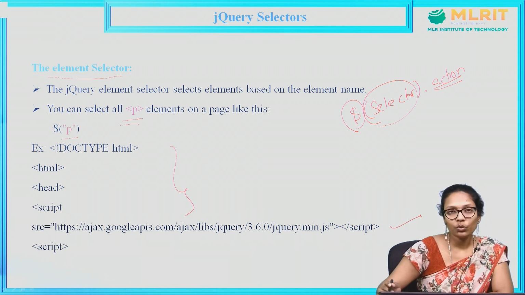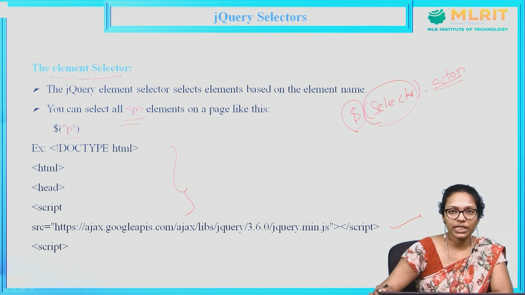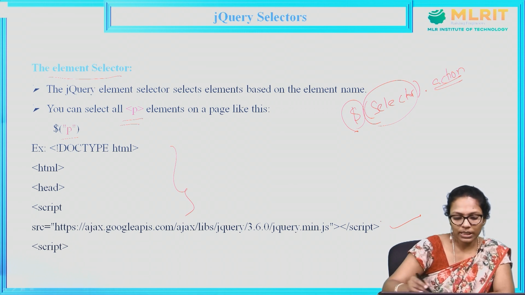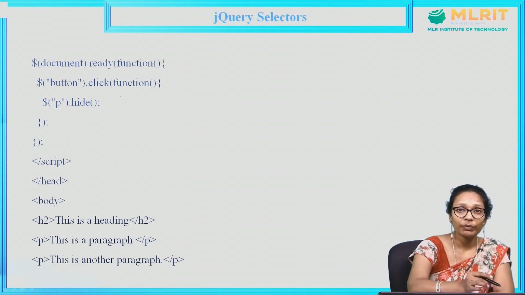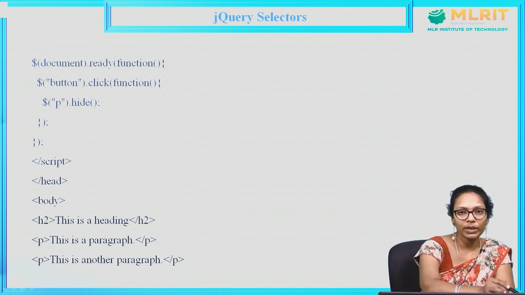You need to include this source file from the CDN link, or you can also use the local path if you install jQuery in your system. After closing the script tag, I'm opening another script. When you need to execute this whenever the document is ready, how to mention that? $document.ready, then do this function. What is this function? I have a button here.